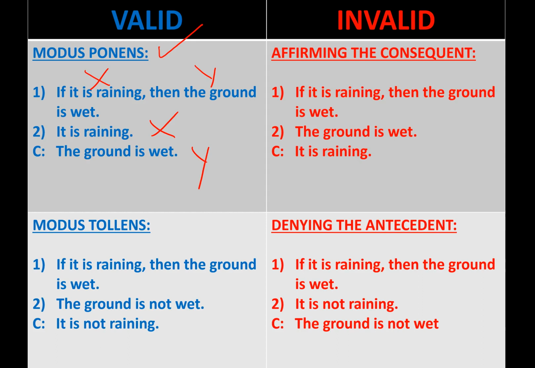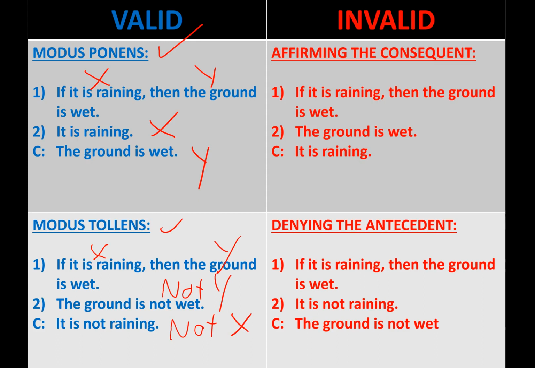So then down here, if it is raining, X, then the ground is wet, Y. Well, the ground is not wet, not Y. Therefore, not X, valid, modus tollens. Okay, and then over here, the invalid forms.